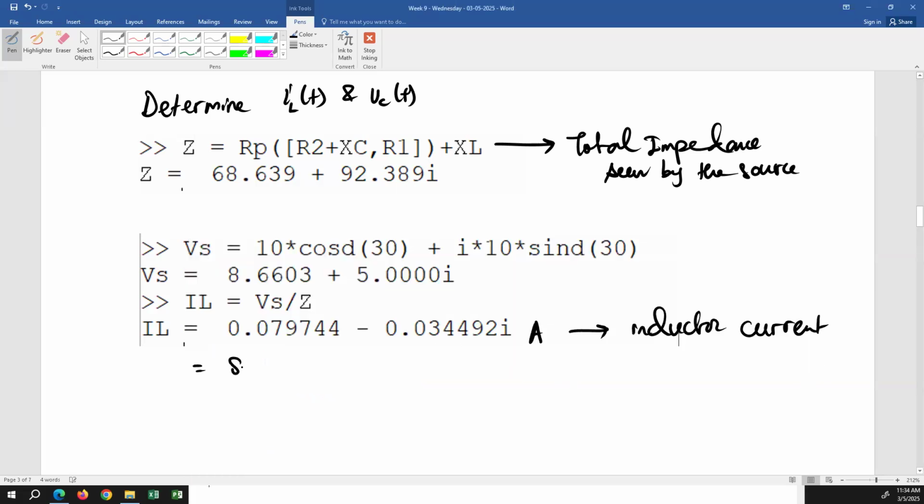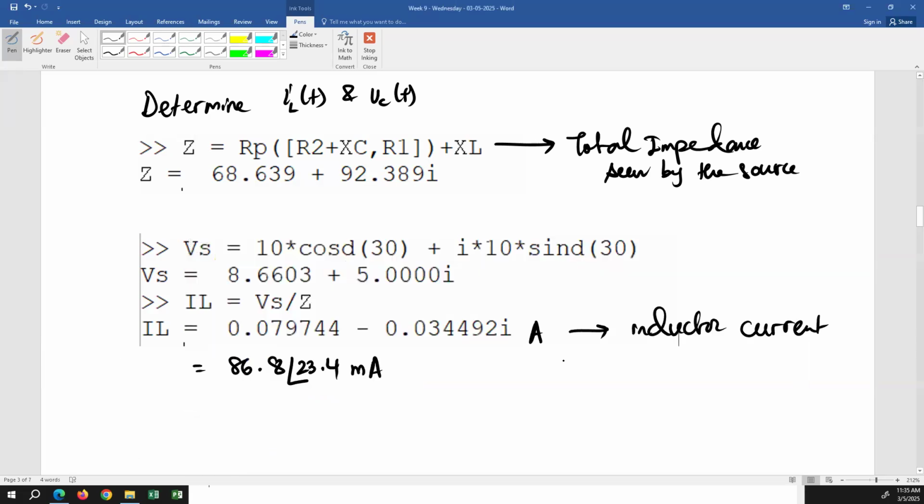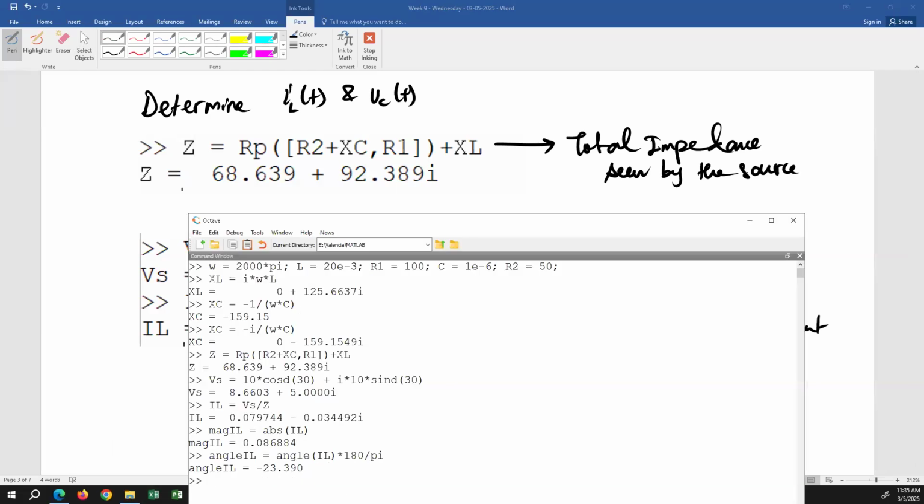It's equal to 86.8 angle 23.4 milliampere. Yes. So again, look at the point where it is located. In which quadrant is this located? It's located in the fourth, so it's negative. Oh, you're talking about me. Yeah, I forgot the negative sign. Yeah, it's negative because it's located in the fourth quadrant. So the answer is negative 23 point.